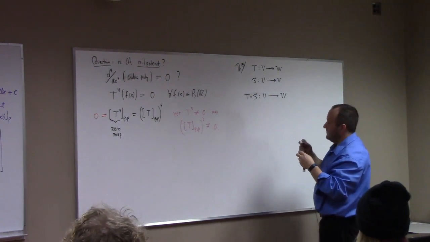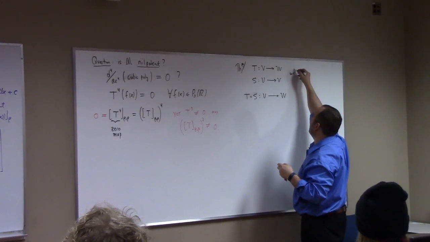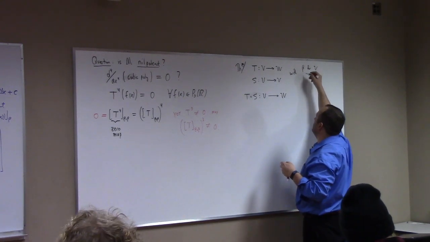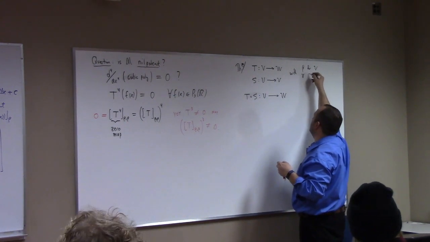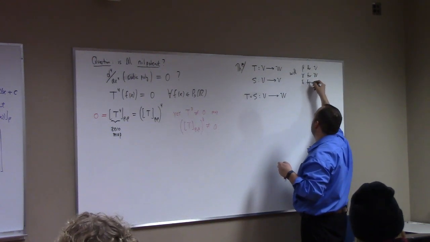So, let's say beta for V, gamma for W, delta for U, just for the sake of discussion.